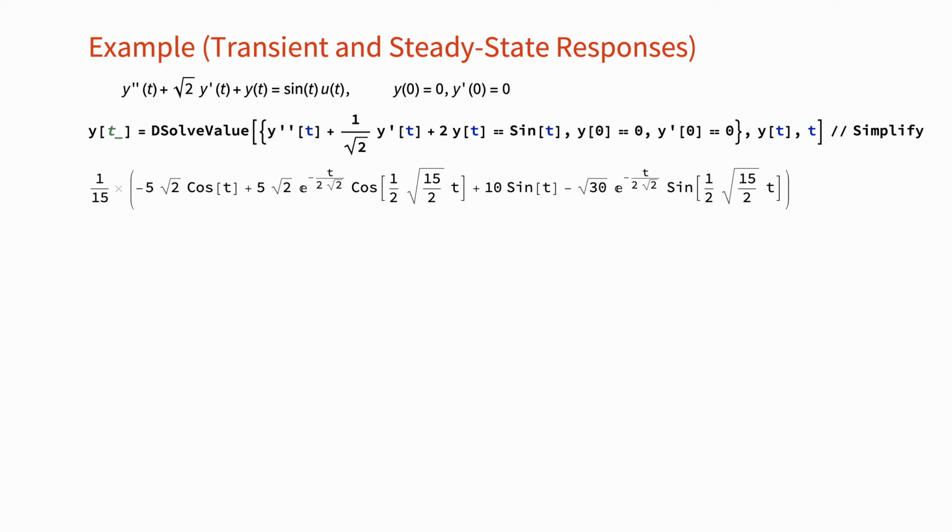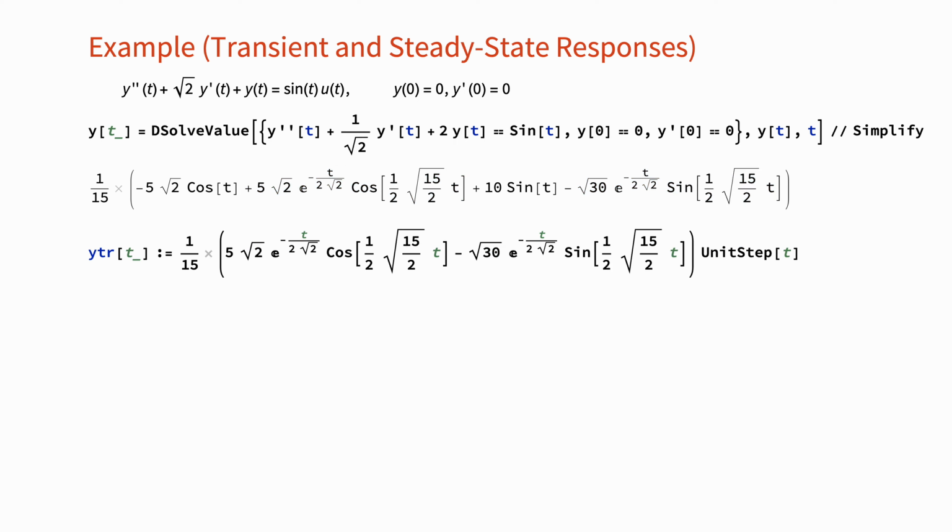Now, looking at the terms in the total solution, you can see that the parts that will go to 0 over time, which gives the transient response, are shown here. The parts with the decaying exponential. And the remaining terms make the steady state response.